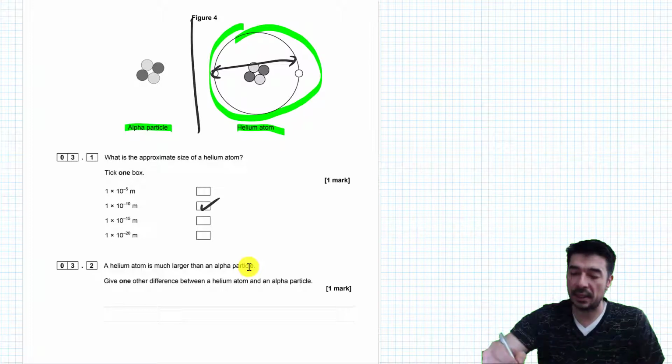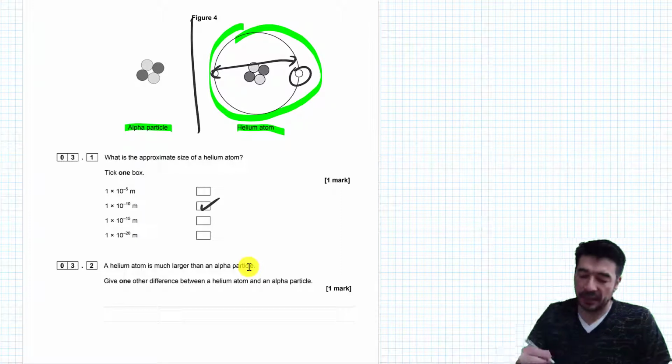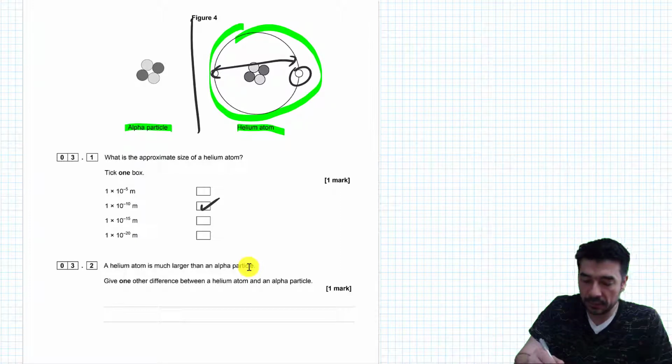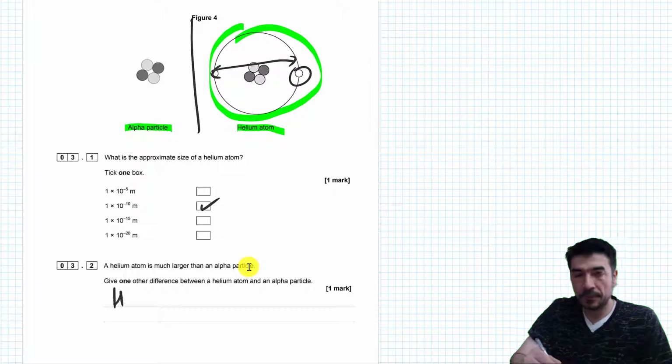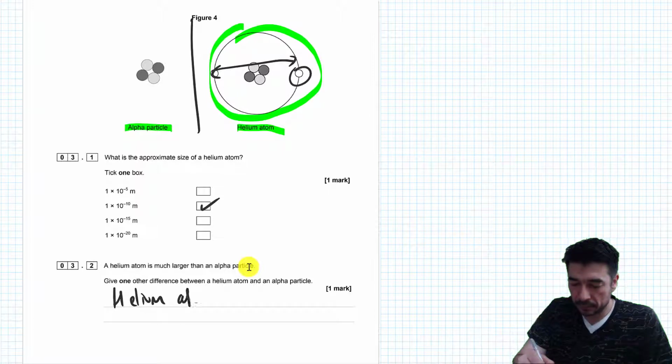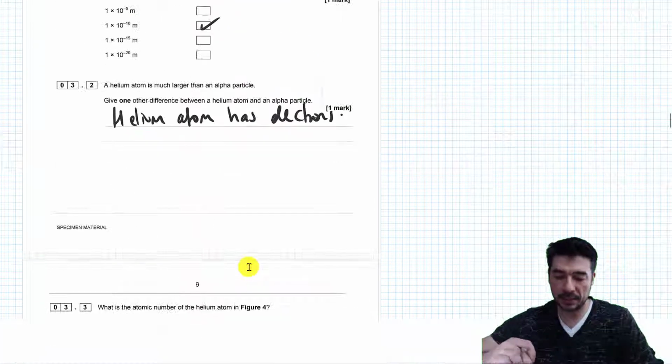And I can see on this side we have these things. What are they? They're the electrons. So I should start with a capital. Okay, helium atom has electrons.